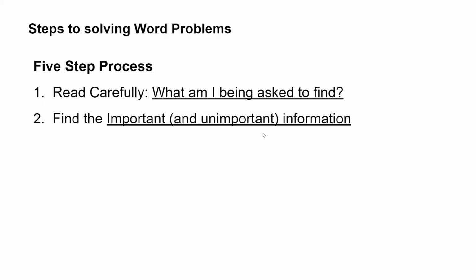Number 2, identify the important and unimportant information in the problem. We want to identify the important information, keeping in mind that we need the things that are going to help us answer the question. And there are often things that are included that we don't need to answer the question. They're interesting to know, but they're not related to the question that's being asked. So these two go hand in hand.